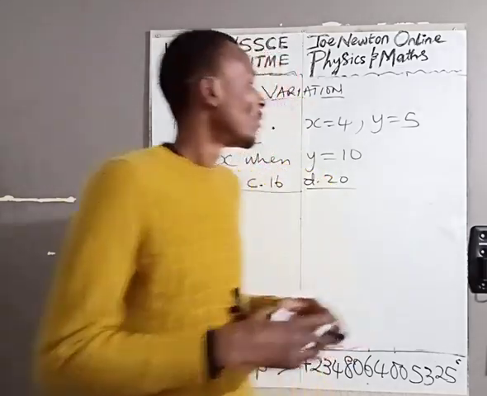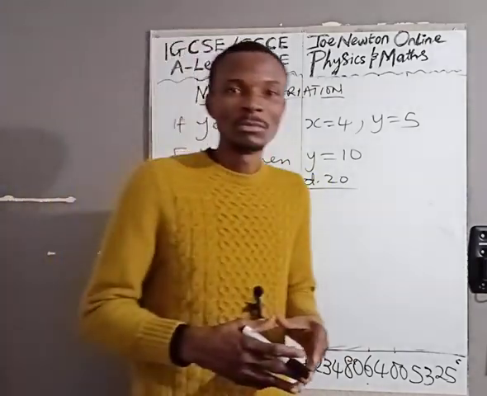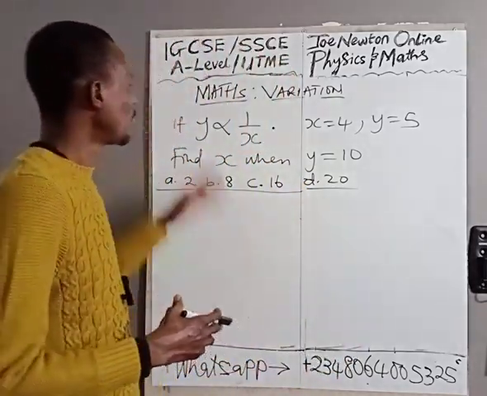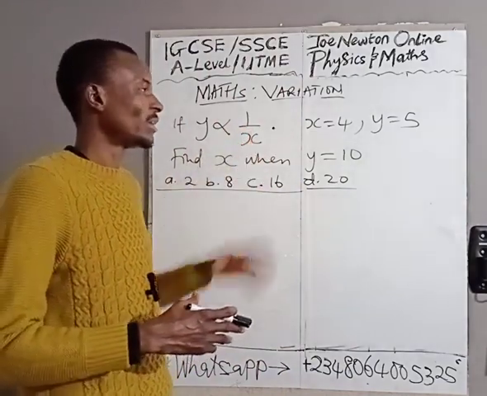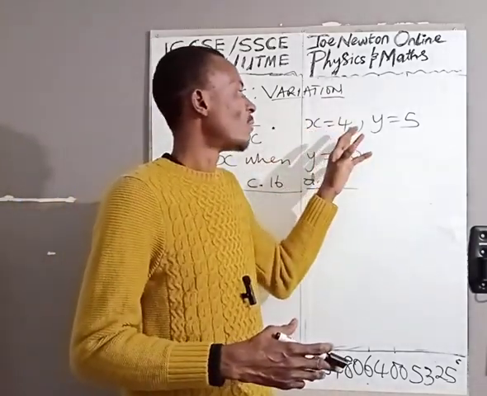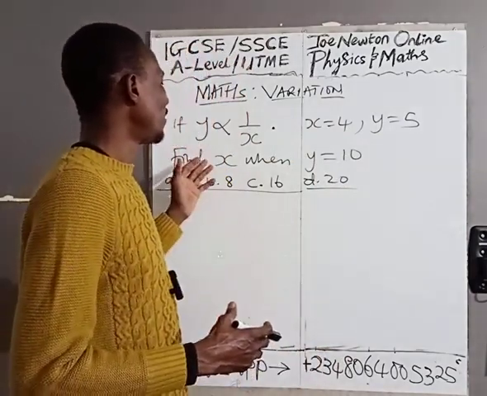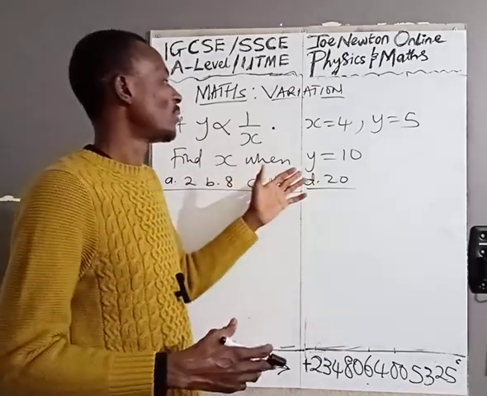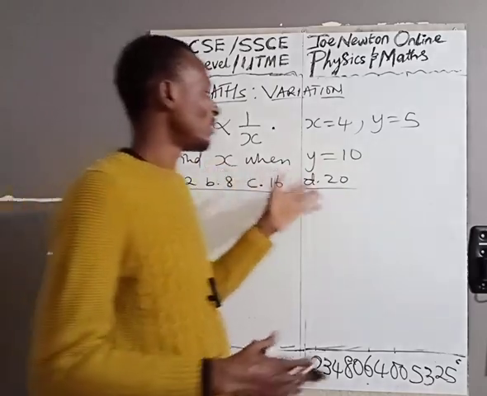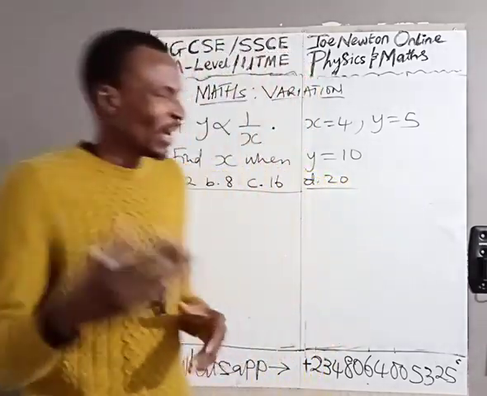Of course, the one on the board here now is inverse variation at this moment. Look at the question. The question says if y varies inversely with x such that when x is 4, y is equal to 5. Then we are asked to find the value of x when y is 10. Then we have these options A, 2, B, 8, C, 16, D, 20. Good. Okay. Then how do we solve this?